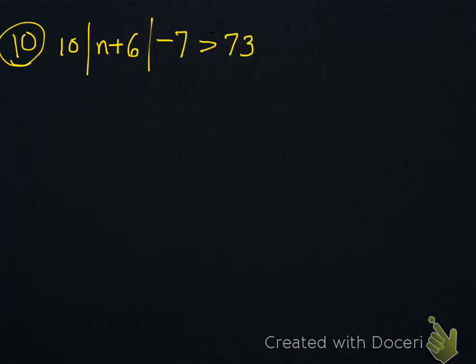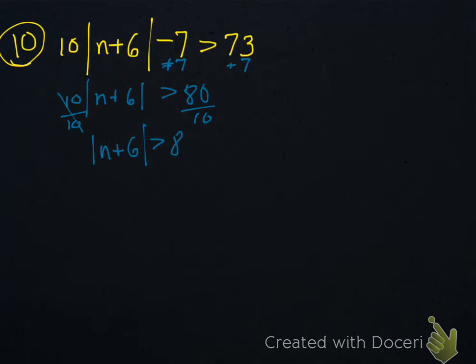Number 10. First thing we got to do is get the absolute value by itself. So I'm going to add 7 to both sides. Okay, so I'm going to end up with 10 absolute value of n plus 6, greater than, that becomes 80. Now we got to divide by that 10. Remember, you cannot distribute. So I have absolute value of n plus 6 greater than 8.